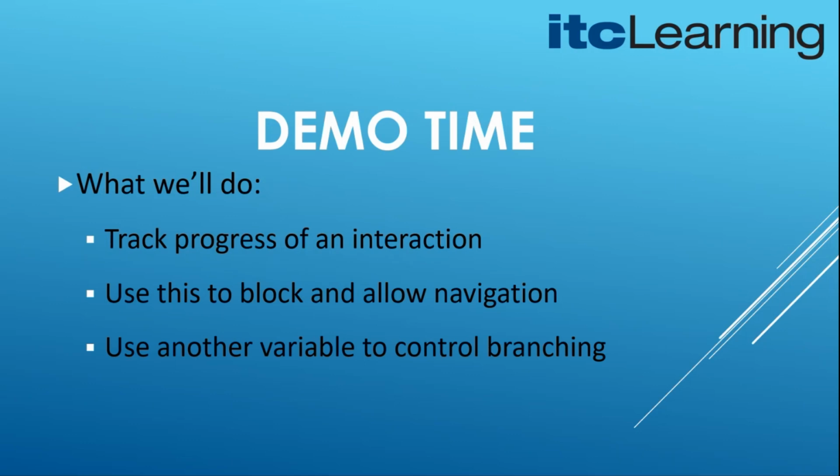I'll do a bit of a demo on tracking the progress of an interaction. So as users click something, how do we know what they've clicked, and how can we do something based on that happening? We can use that to block next buttons or any sort of navigation. We can also use that to control branching as well.